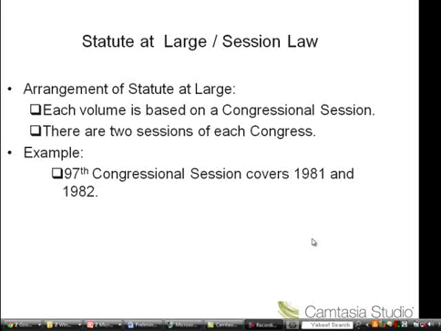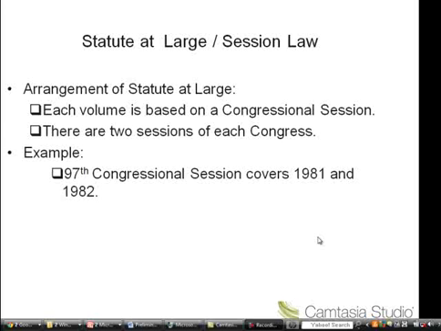Arrangement of statute at large. Each volume is based on a congressional session. There are two sessions in each Congress. To make sense of how statute at large is arranged, keep in mind the following.